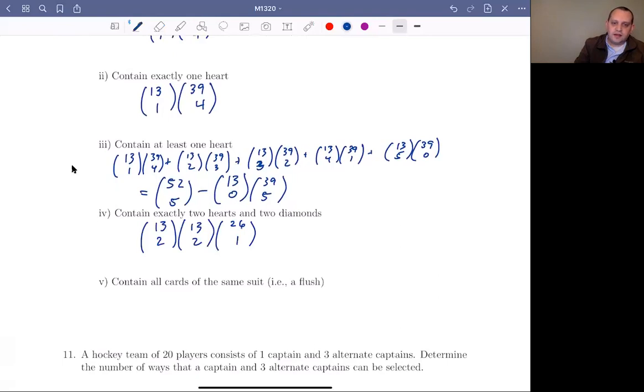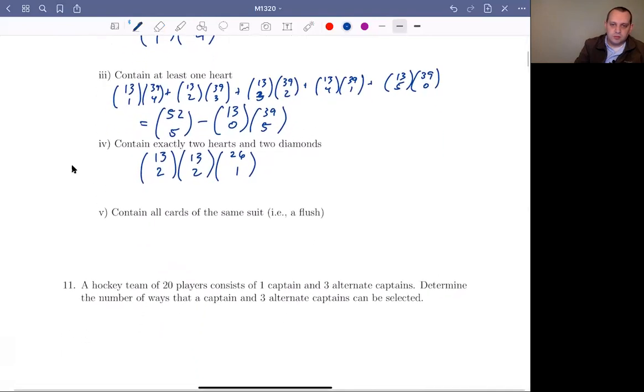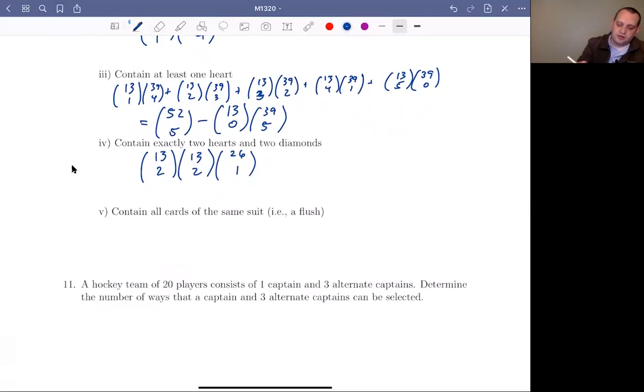And then finally, contain all cards of the same suit. There's 2 ways that you can do this. You can count how many hands are all hearts, plus how many are all diamonds, plus how many are all clubs, plus how many are all spades. These 13 choose 5 terms that I've just written down, you could have also written times 39 choose 0, but 39 choose 0 is just 1, multiplying by 1 doesn't change anything. So that's one way that you could do it.